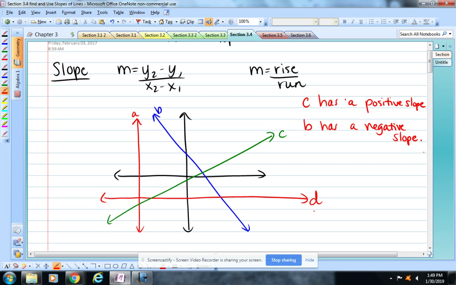Okay? So, describe line D for me, besides that it's red. The slope is 0, right? What kind of line is that called?